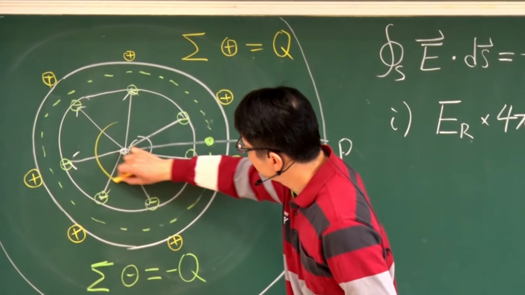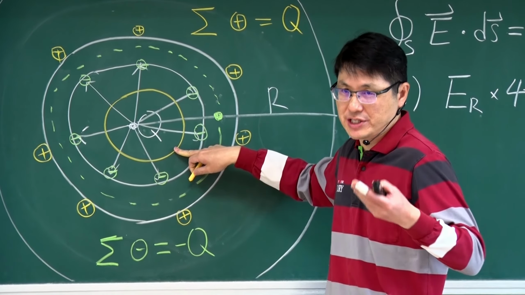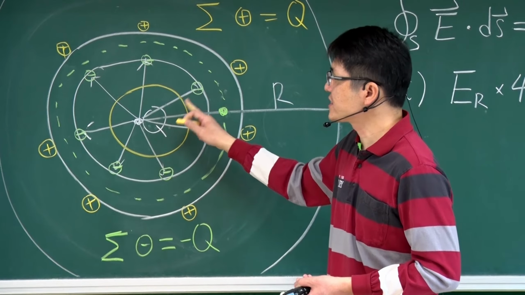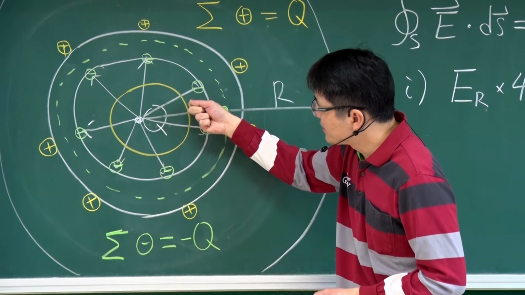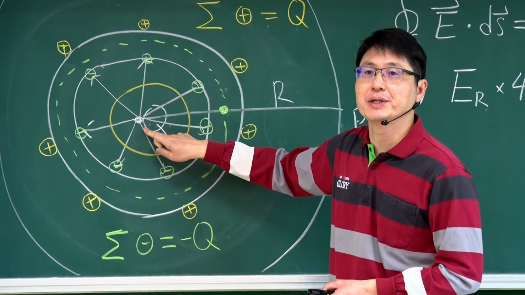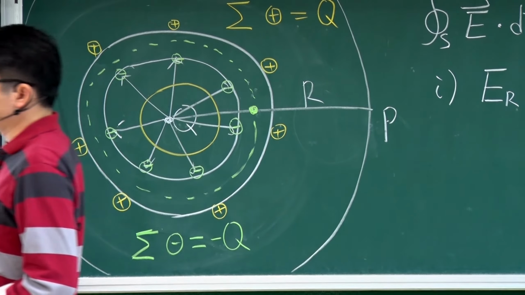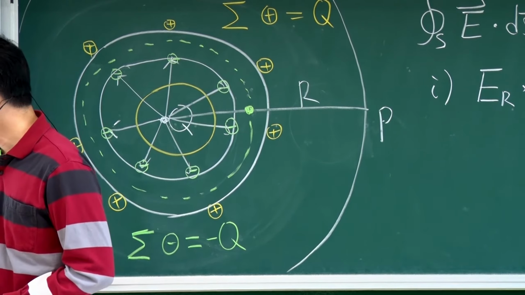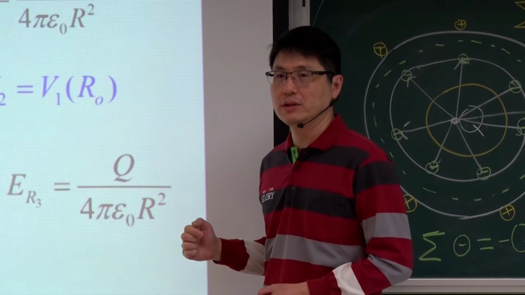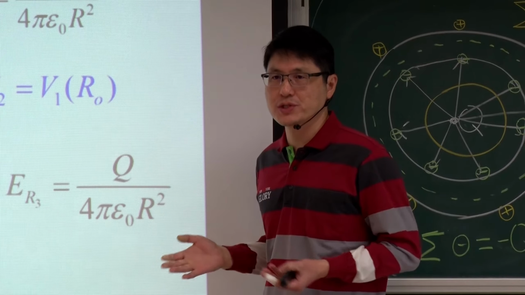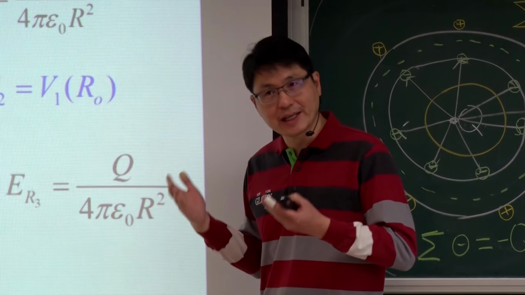Within the shell, you can form another closed surface, which is also a sphere, but having a radius smaller than Ri. For this closed surface, you only encompass the initial charge, Q. So again, your E field is non-zero. Again, it's Q divided by 4 pi epsilon 0 R squared. It conforms to the E field intensity of a single charge again.